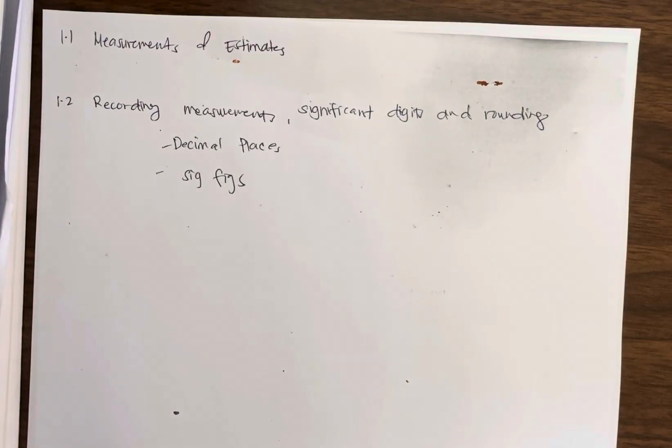Alright, if you were absent, here is the discussion for chapter 1, 1.1 and 1.2 from your textbook. So 1.1 is pretty much straightforward. It's about measurements and estimates.